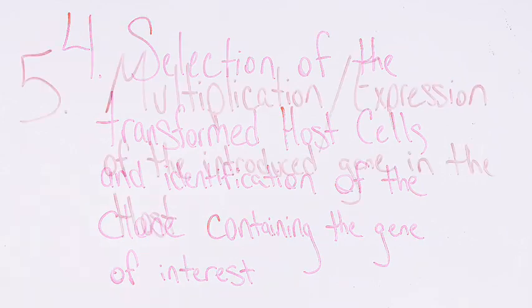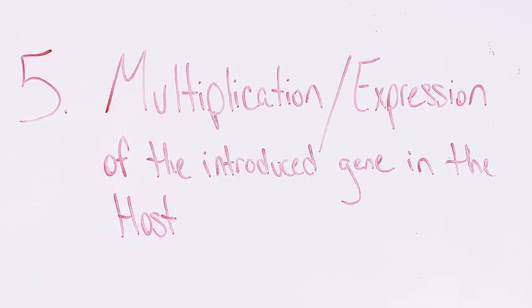Step 5. Multiplication/expression of the introduced gene in the host. Once we have purified our transformed host cells by the screening process, it is now our job to provide them optimum parameters to grow and multiply. In this step, the transformed host cells are introduced into fresh culture media, which provide them rich nourishment, followed by an incubation period.